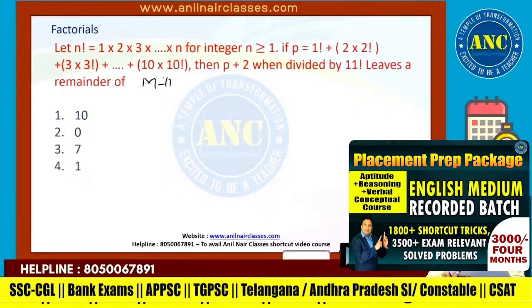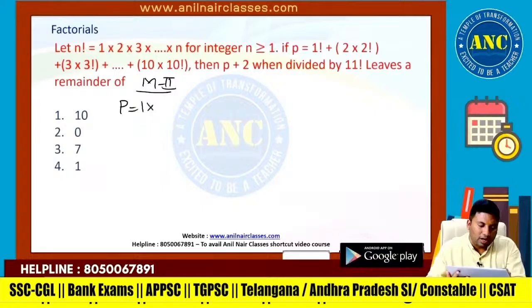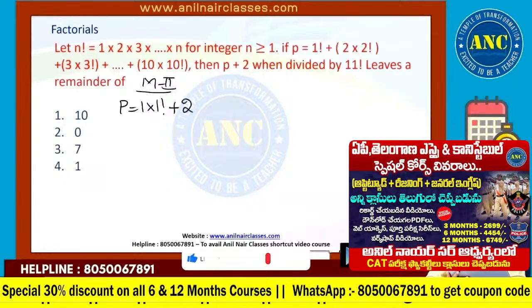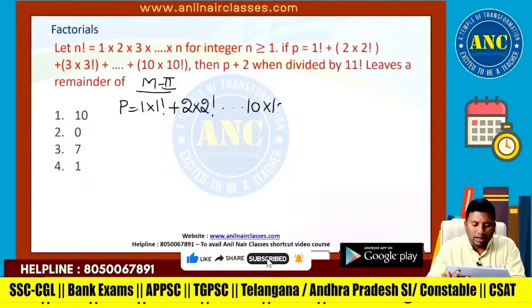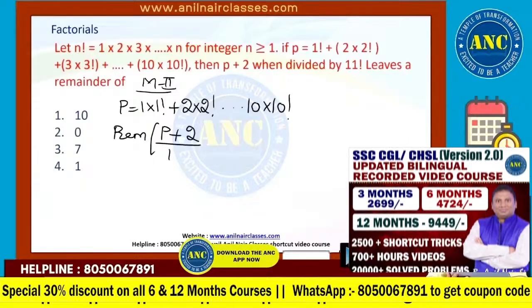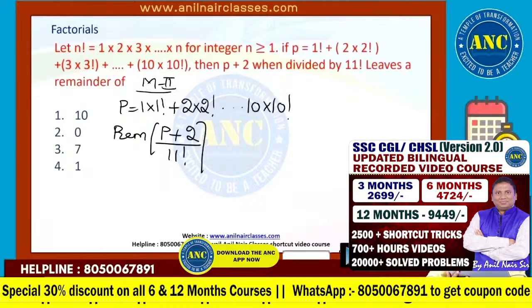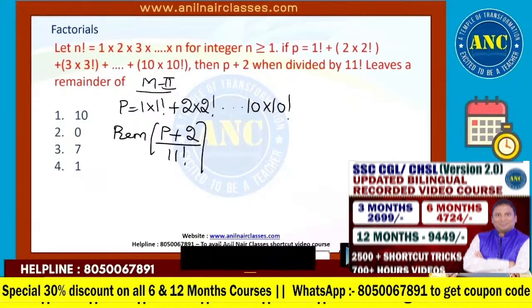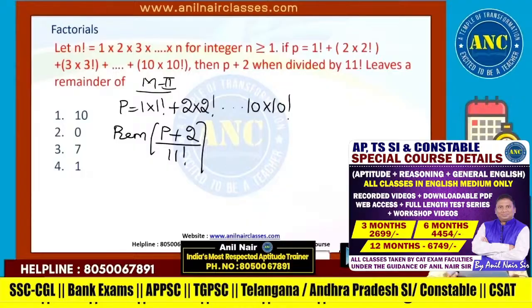Method 2. The question is like this. P is 1 into 1 factorial, 2 into 2 factorial and so on up to 10 into 10 factorial. Remainder when P plus 2 is divided by 11 factorial. It is ending with 10 factorial. Denominator is 11 factorial. So, let us take some smaller values.